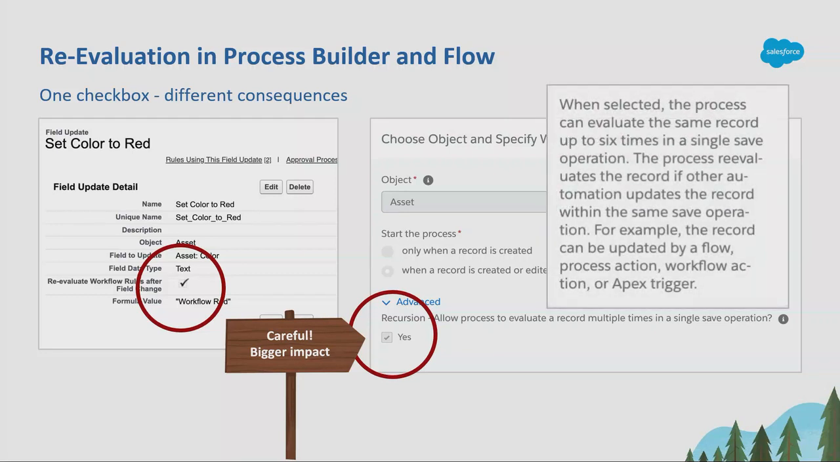It is more dangerous because when you re-evaluate workflow rules after a field update, it won't re-evaluate the same rule again, but only the other ones that are affected by that. Whereas when you set the flag in Process Builder, it will rerun the whole process all over again until it reaches the end of the execution. We'll see later what that means.